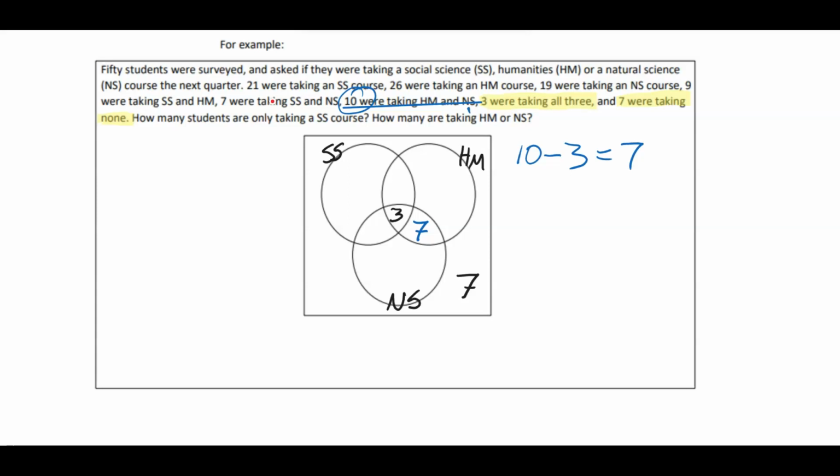That's 10 students in the intersection of HM and NS. Next up, 7 were taking SS and NS. Now in the SS and NS right now we have this region. There's 3, so 7 total, minus the 3 already accounted for is 4. That's how many are in that spot.